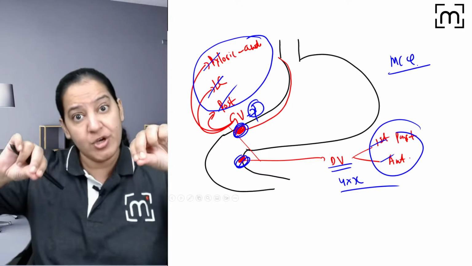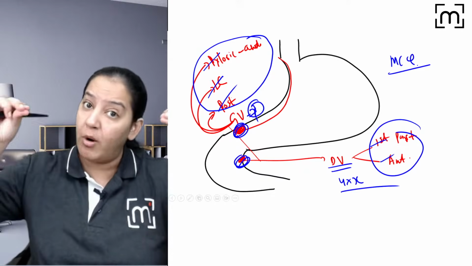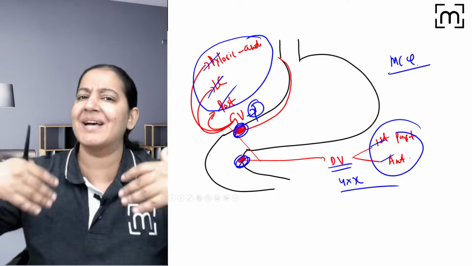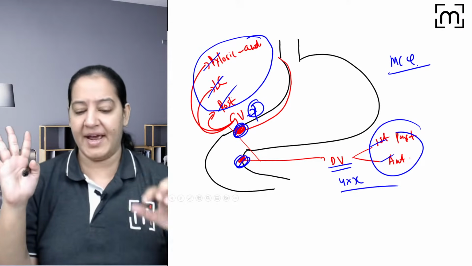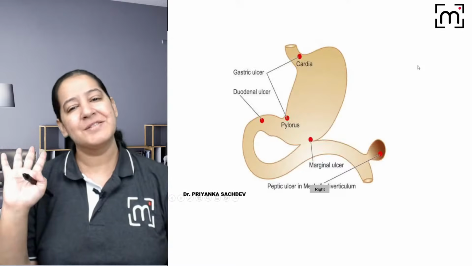After that, individually what is the best site? Individually what is the best wall, maximum chances where it occurs. So gastric, duodenal, this is the summary. I guess everyone got it. Give me a thumbs up. So that is about the site.